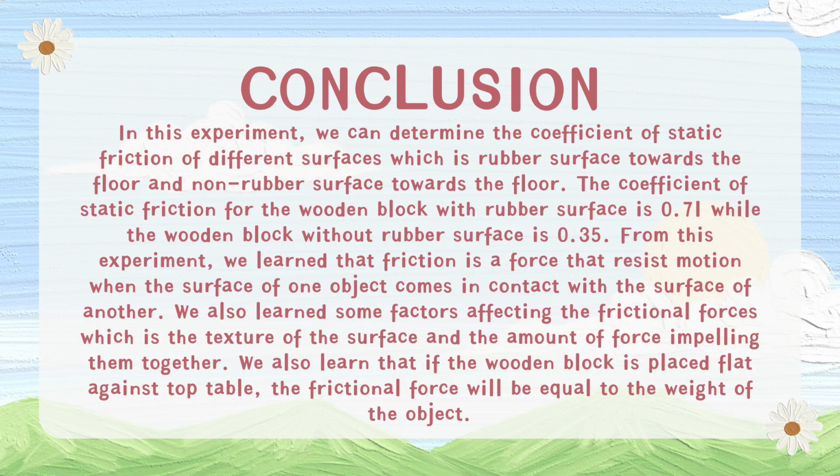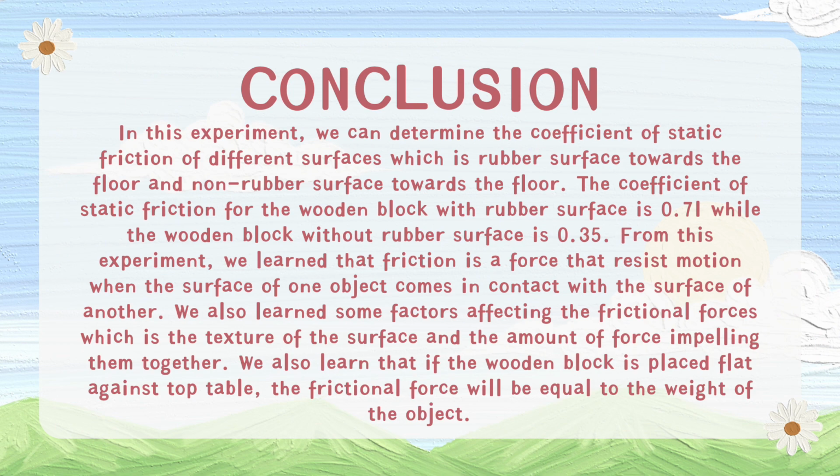Conclusion. In this experiment, we can determine the coefficient of static friction of different surfaces, which is rubber surface towards the floor and non-rubber surface towards the floor. The coefficient of static friction for the wooden block with rubber surface is 0.1, while the wooden block without the rubber surface is 0.35. From this experiment, we learned that friction is a force that resists motion when the surface of one object comes in contact with the surface of another.